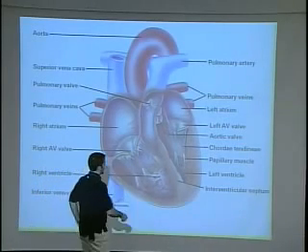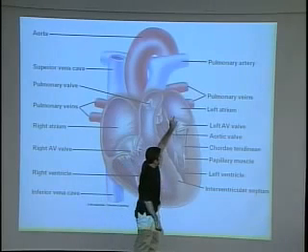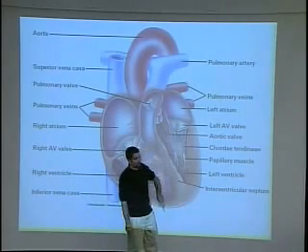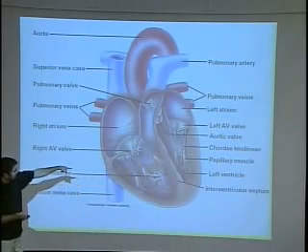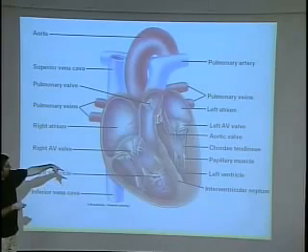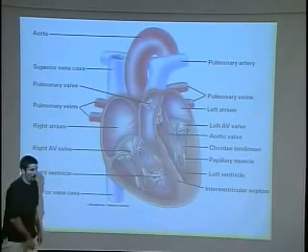The left atrium contracts, pushes the blood through the bicuspid or the mitral valve. Okay, goes into the left ventricle. Left ventricle hits, goes out through the aortic semilunar valve, out through the aorta to the rest of the body.